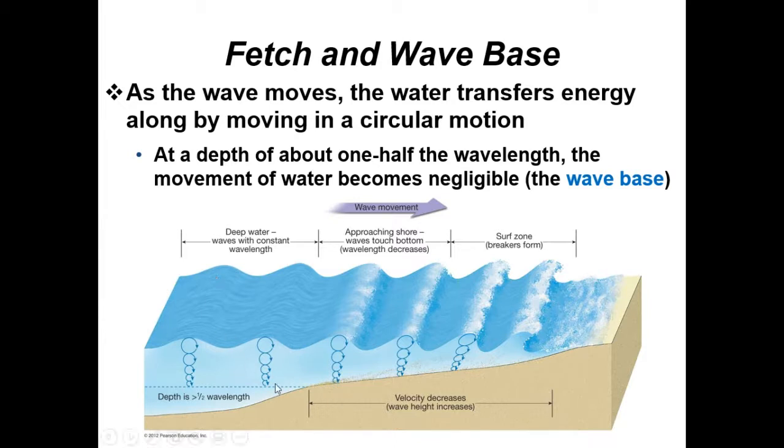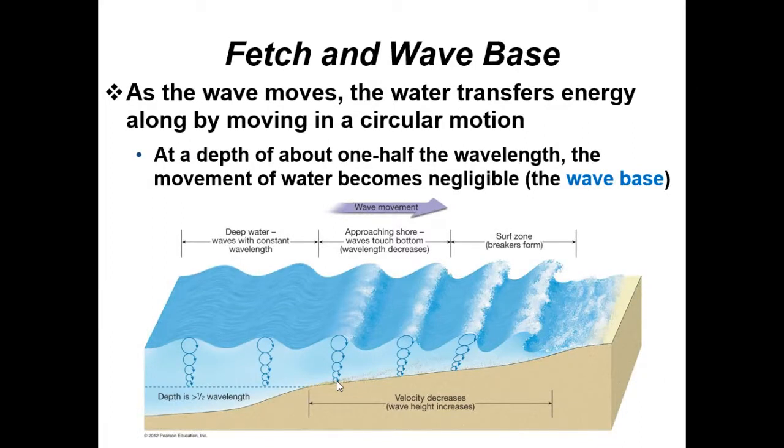Now, once the wave base touches ground at the beach, what starts happening to that wave is that its height starts increasing and its wavelength starts decreasing. By that I mean, because of the friction now occurring at the bottom of the beach, the water at the bottom is slowing down.